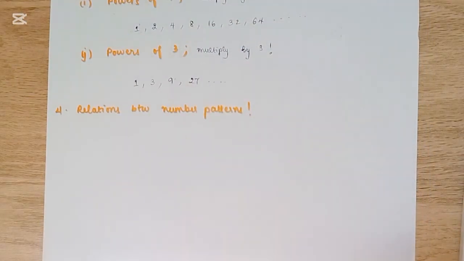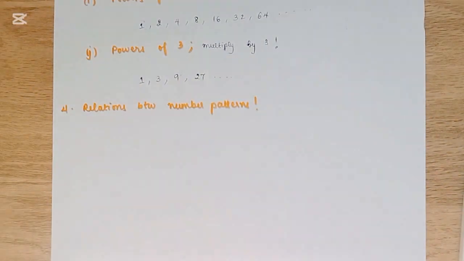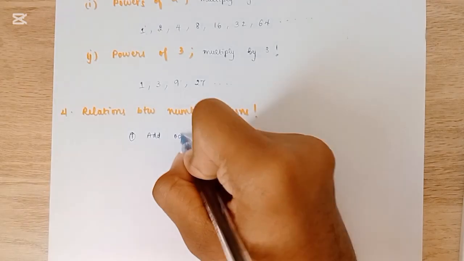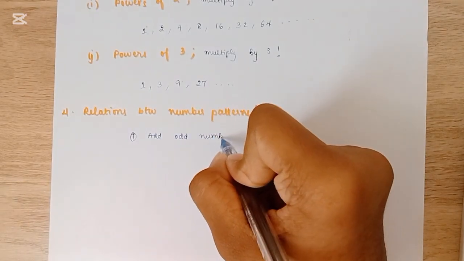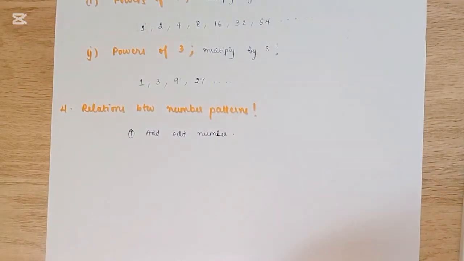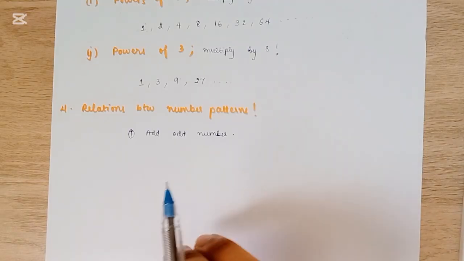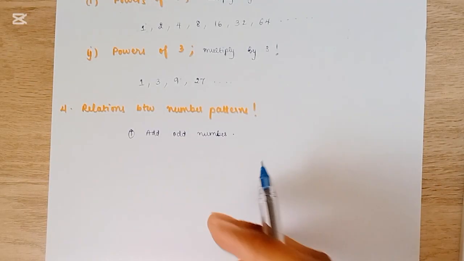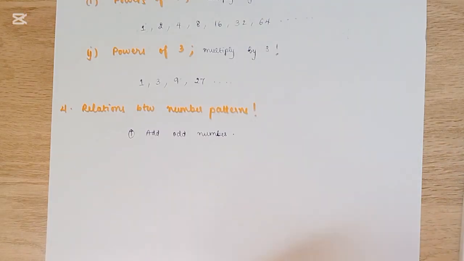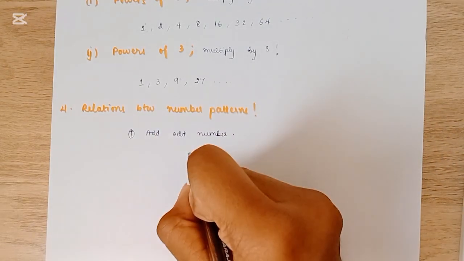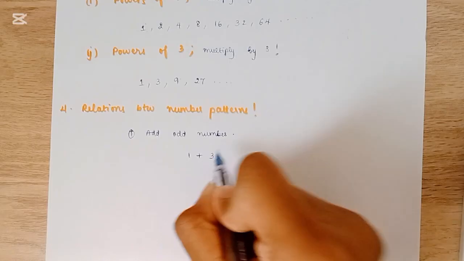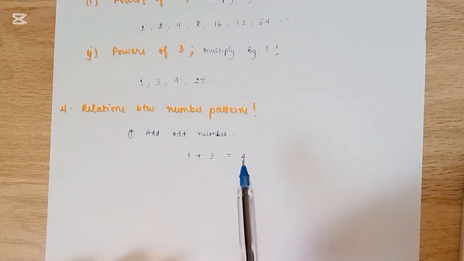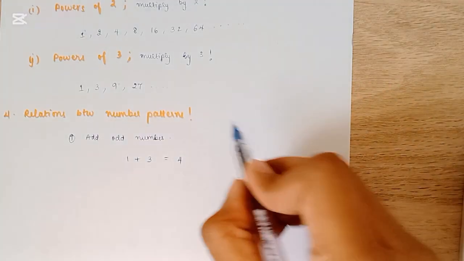Starting off with pattern 1, which is adding odd numbers. The rule is that whenever you add any number of odd numbers, you always get a square. So what do I mean by that? When you add 1 and 3, you get the number 4.